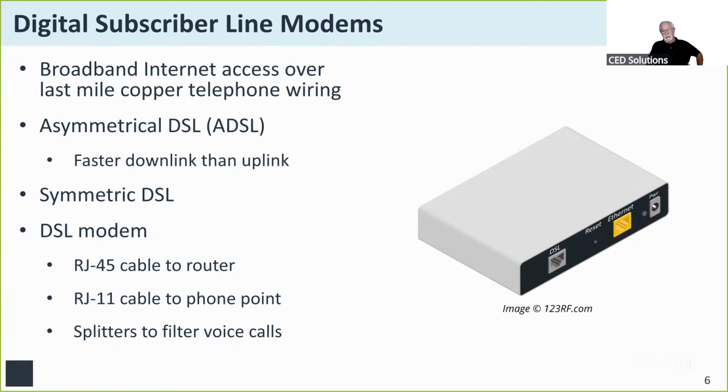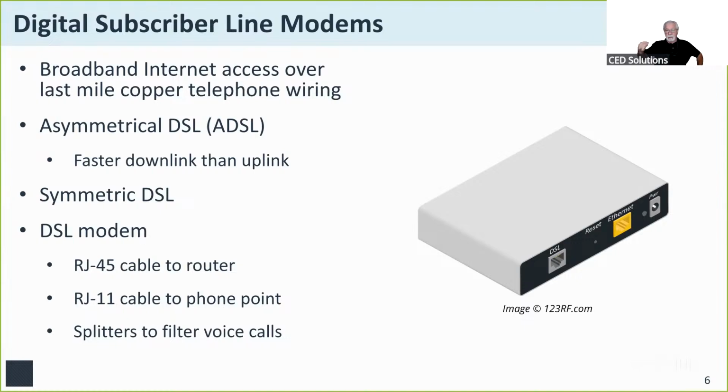ADSL was the first version of this. It was unbelievably slow in looking at today's modern speeds. It was somewhere in the neighborhood of about 24 megabits per second download, and you never got that. You got 13, 15, something like that. And then the uplink speed was about a fourth of that. They promised or tried to promise about 12 megabits per second upload. You never got that. It was 3 to 6, something like that.